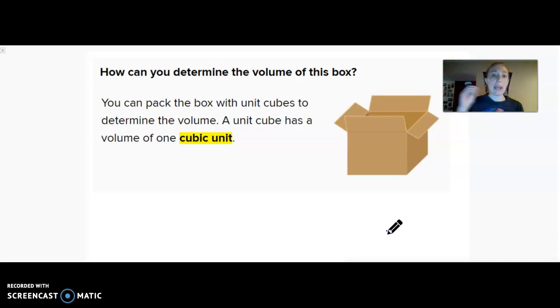Now, how could we figure out the volume of this box? One way is to pack it with unit cubes to figure out the volume. Because remember, volume is how much will fit inside. So if I put little cubes in here, well, how many cubes will actually fit inside? A unit cube has a volume of 1 cubic unit. We talked a little bit about units last time. Remember, it's a cube, so we call it a cubic unit.